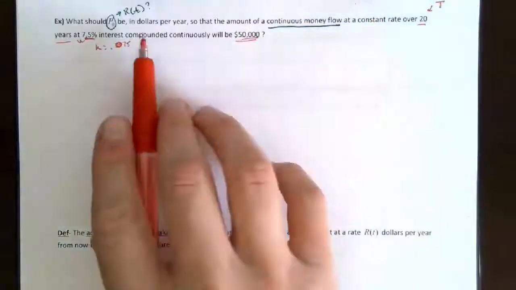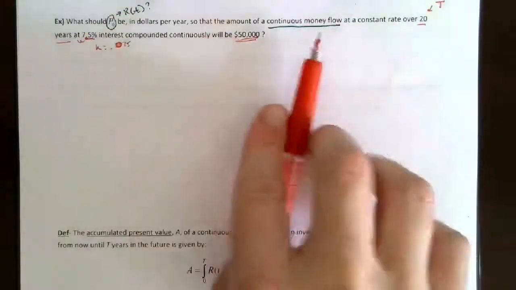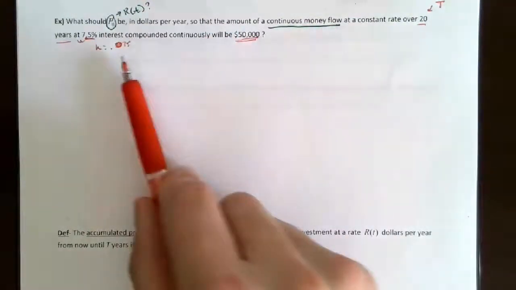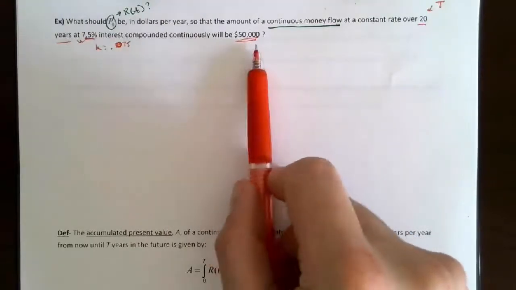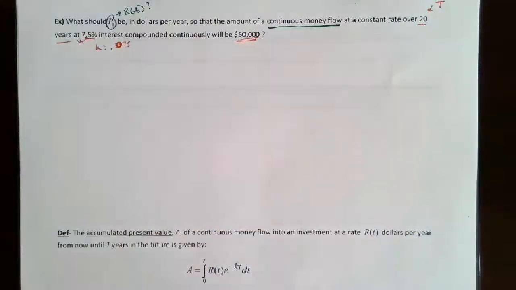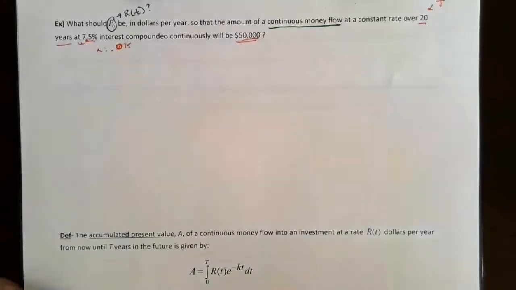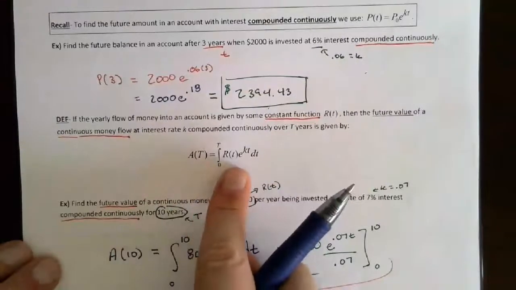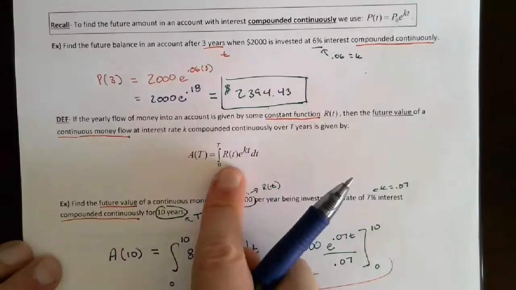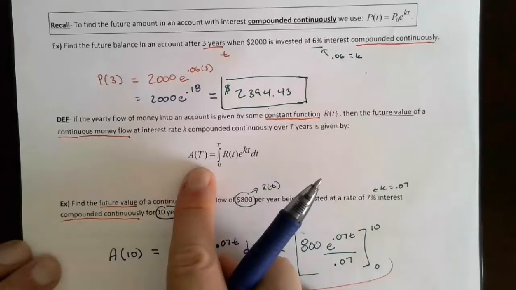So what they're really saying is, what should R of t be, so that if I invest for this amount of time at this rate, I have $50,000 in the account. So this is your A of t side, the 50,000. Thinking about the integral that we set up, showing the formula again, A of t equals the integral from 0 to t of R of t e to the kt dt. We're looking for R of t. We know what A of capital T should be. After 20 years, we want $50,000.